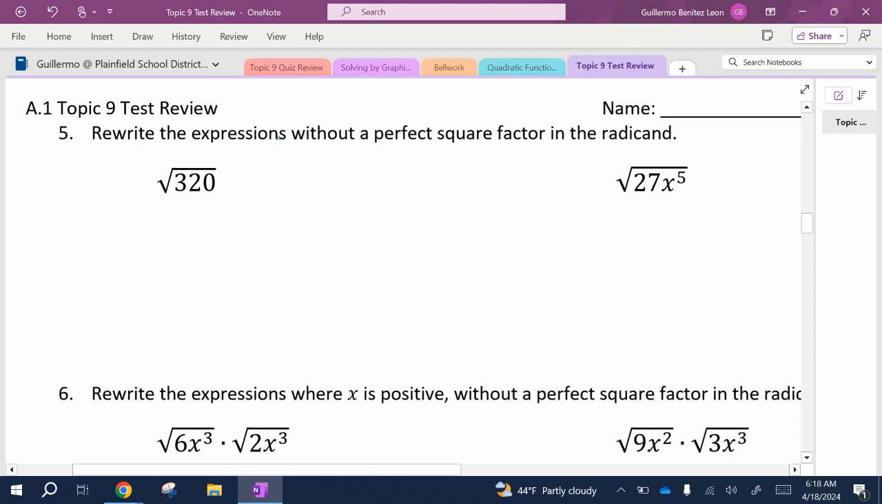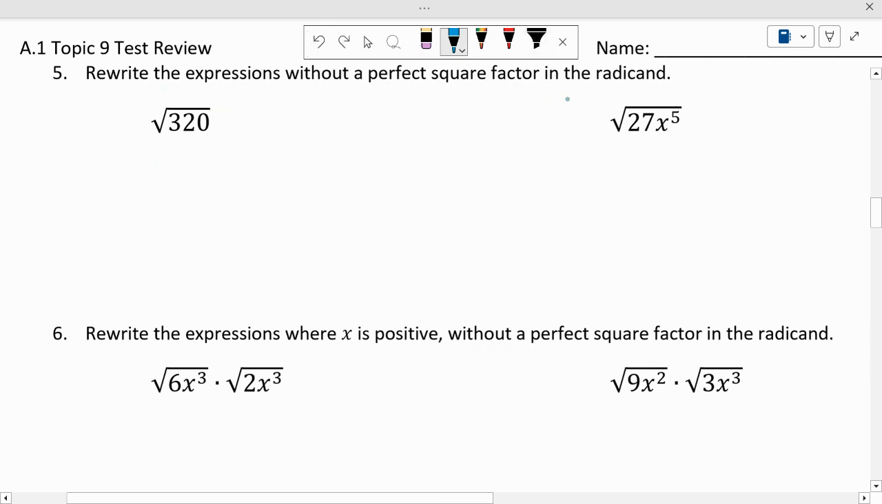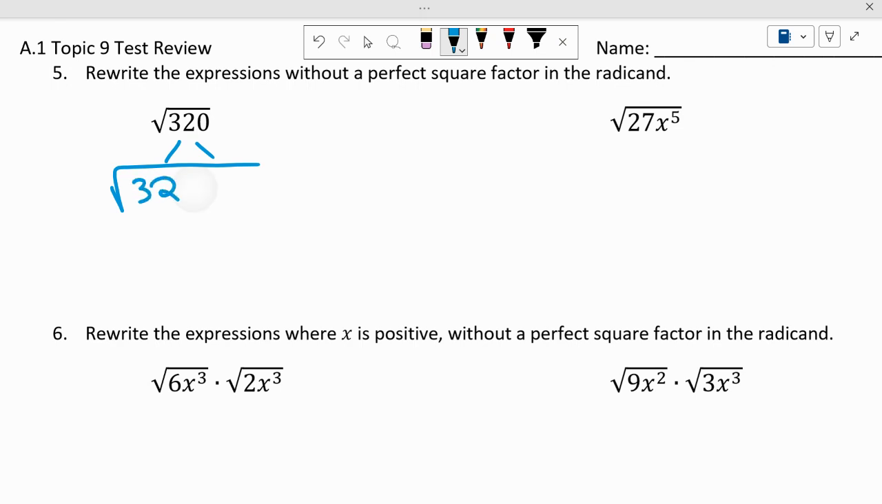Number 5, rewrite the expressions without a perfect square factor in the radical. That just means simplify. And that doesn't mean type this into your calculator and get a decimal. Simplify means they want us to break it down. So what are 2 numbers that multiply to 320? In my mind, since it ends in 0, I always take out the 10 right away. 32 times 10. Neither of those is a perfect square or a pair, so I got to keep breaking it up.